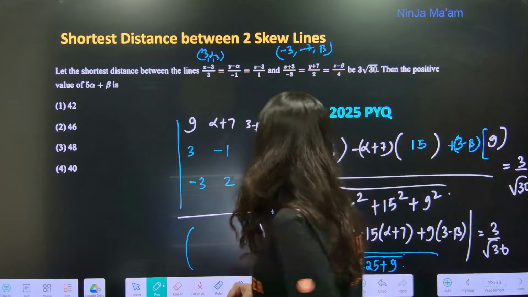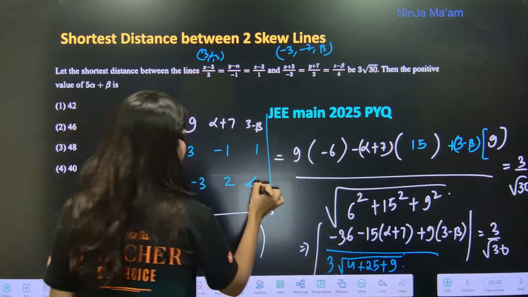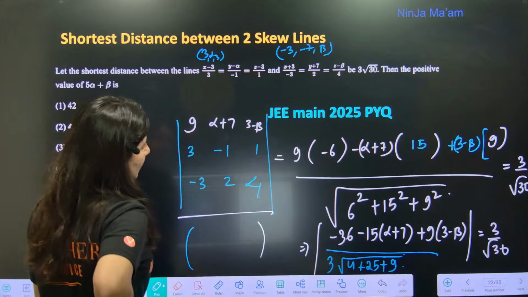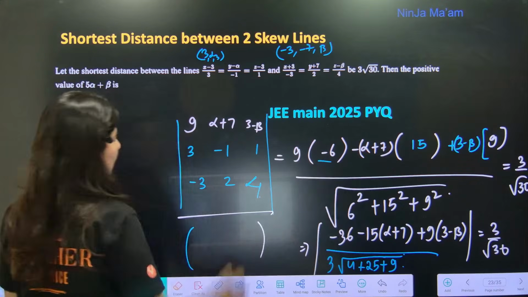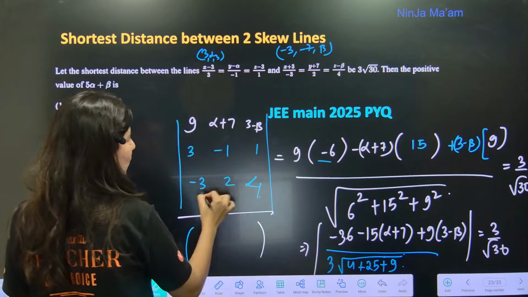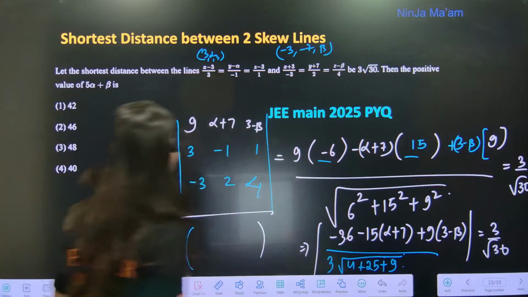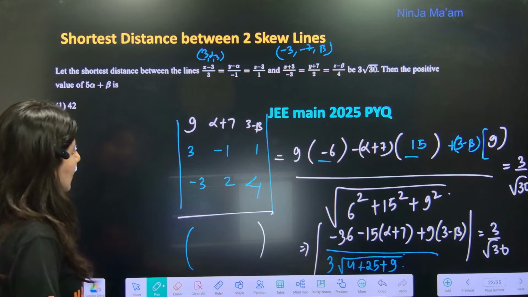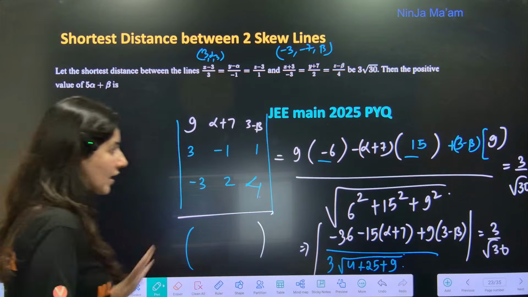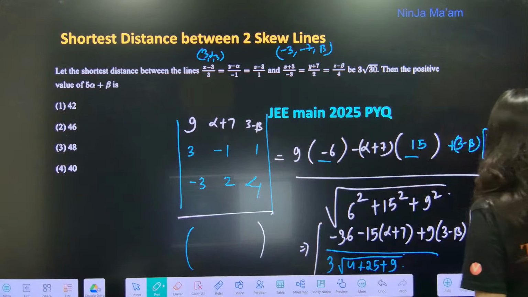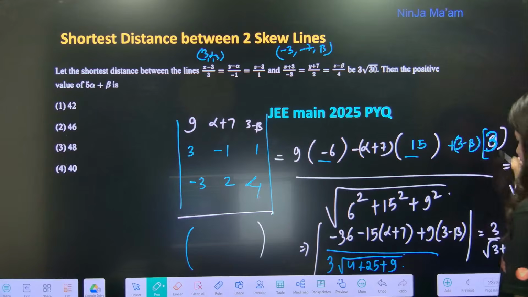No, one more time, let me check. This is minus 4 minus 2, so minus 6 is correct. Now this is 4 3s are 12 plus 3, 15 is correct. Okay. And 3 2s are 6 minus 3. Okay, I think this is my mistake. So this should be 3. Yes, so this should be 3.